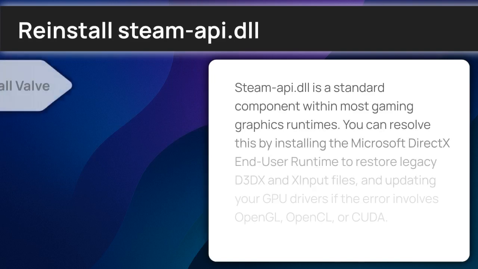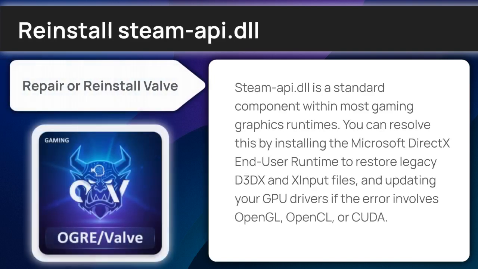Steam API is a standard component within most gaming graphics runtimes. You can resolve this by installing the Microsoft DirectX end-user runtime to restore legacy D3DX and XInput files, and updating your GPU drivers if the error involves OpenGL, OpenCL, or CUDA.